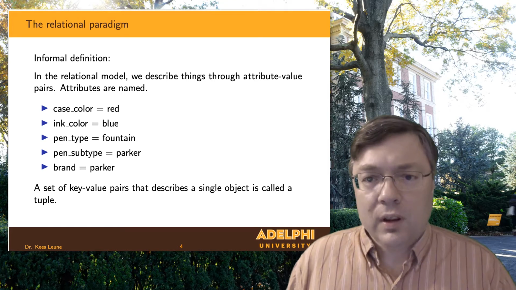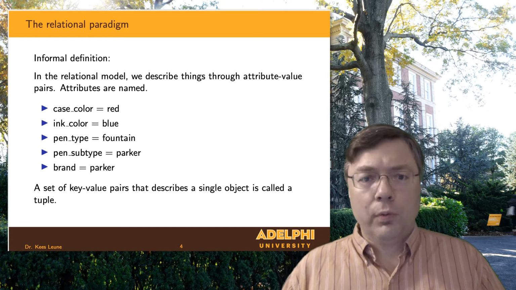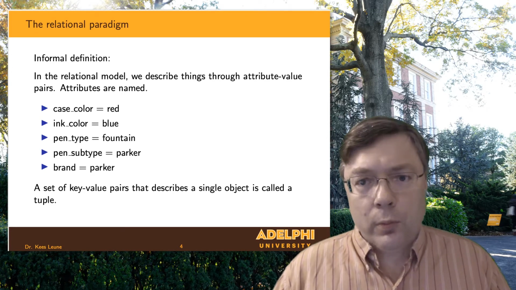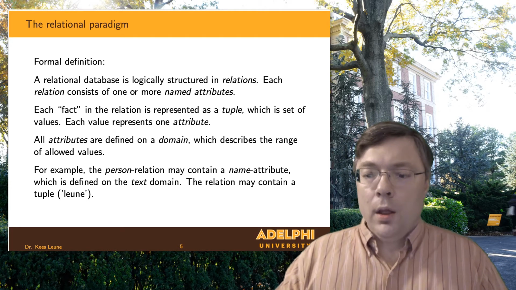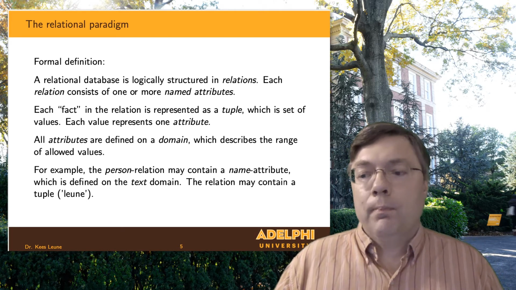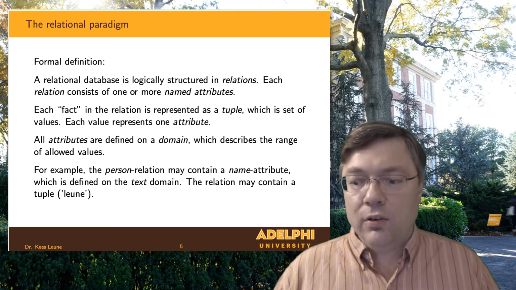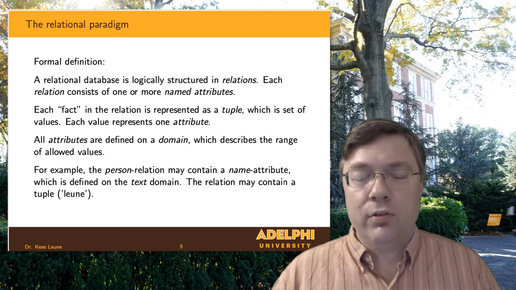A collection of these key value pairs is then called a tuple, and not an object as we would know from programming. We call it a tuple. Now, that's informally. Let's look at it a little bit more formally. A relational database is logically structured in relations. A relation consists of one or more named attributes.